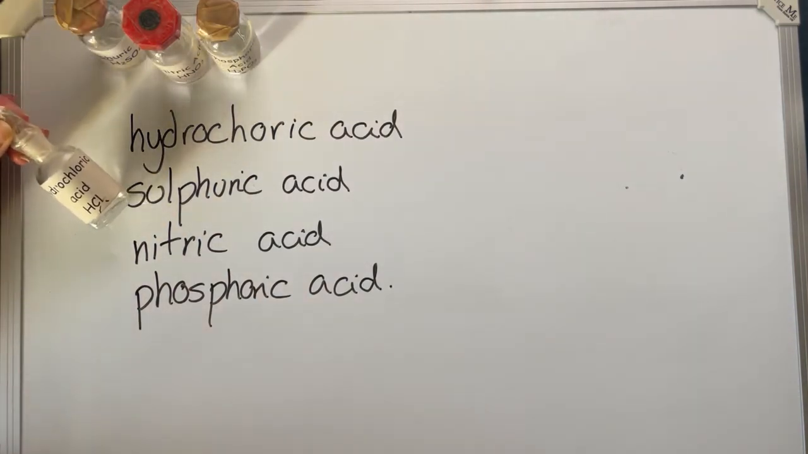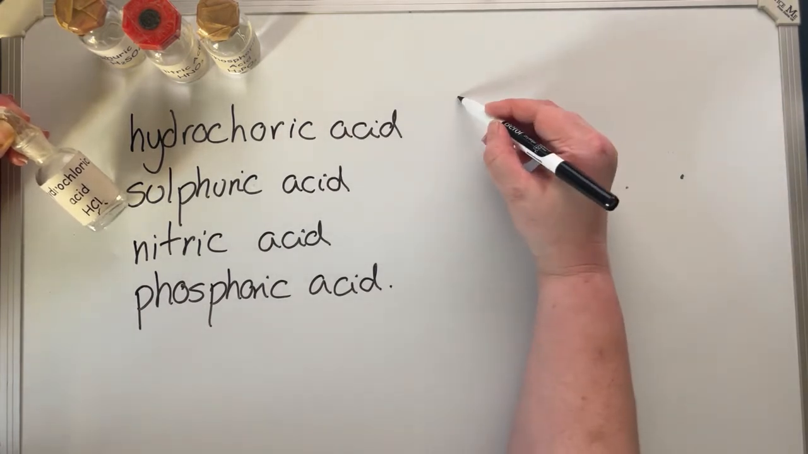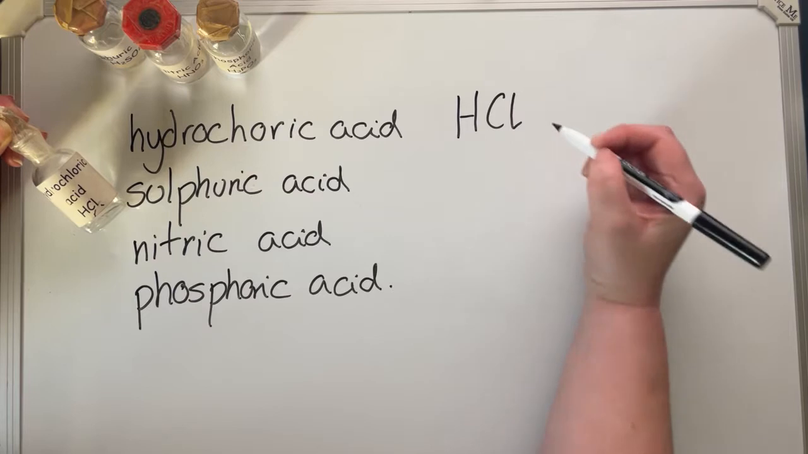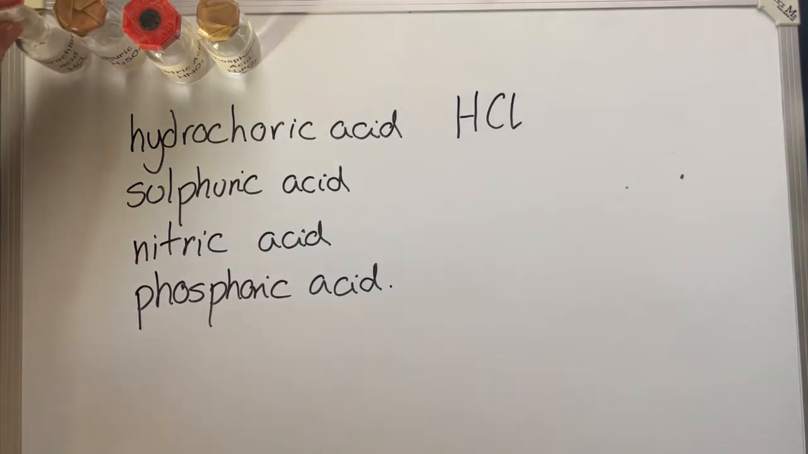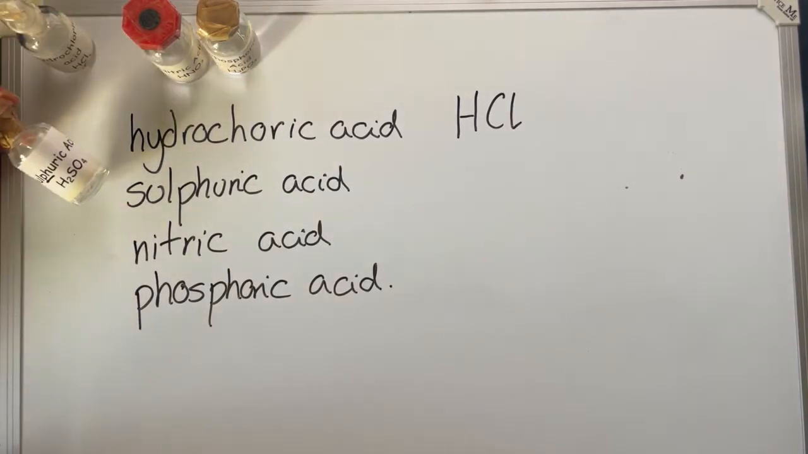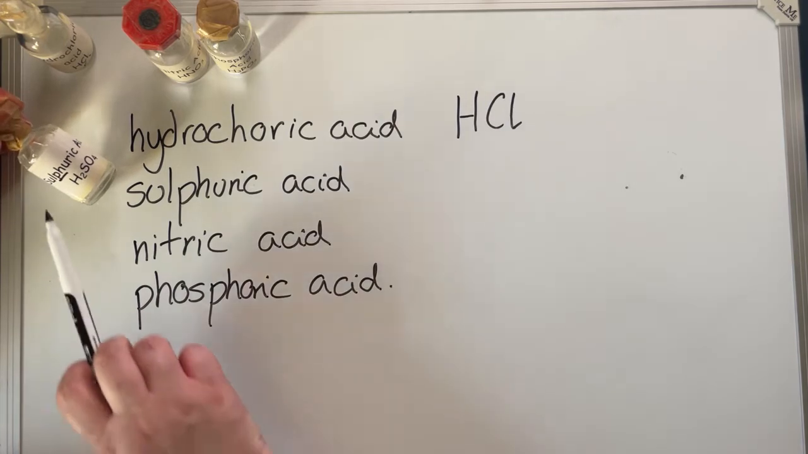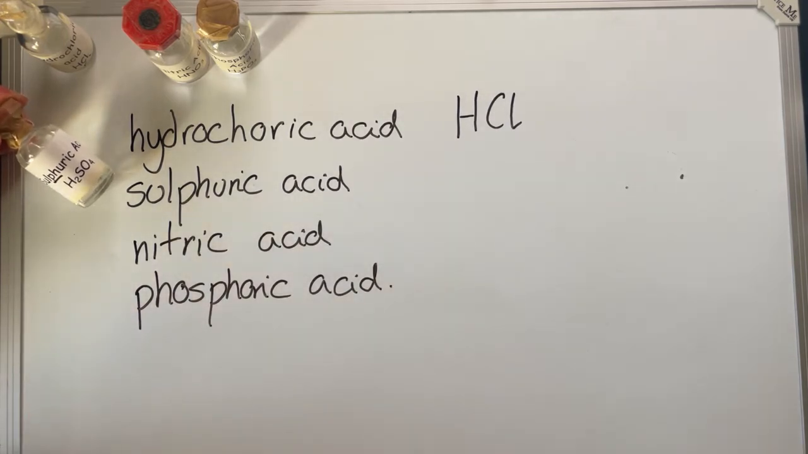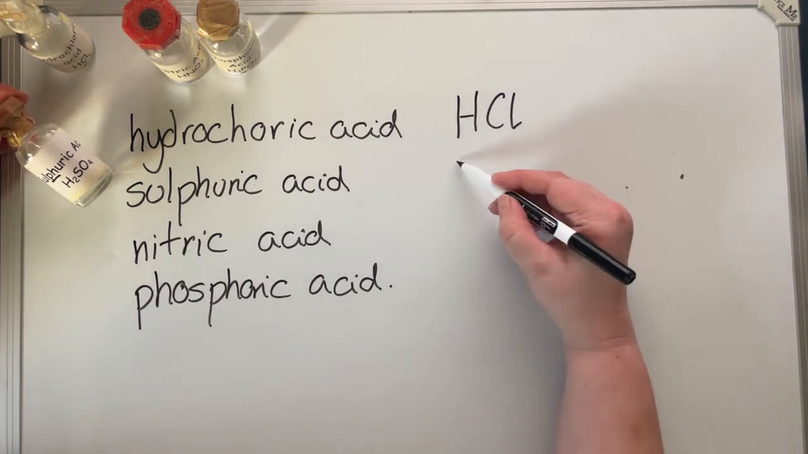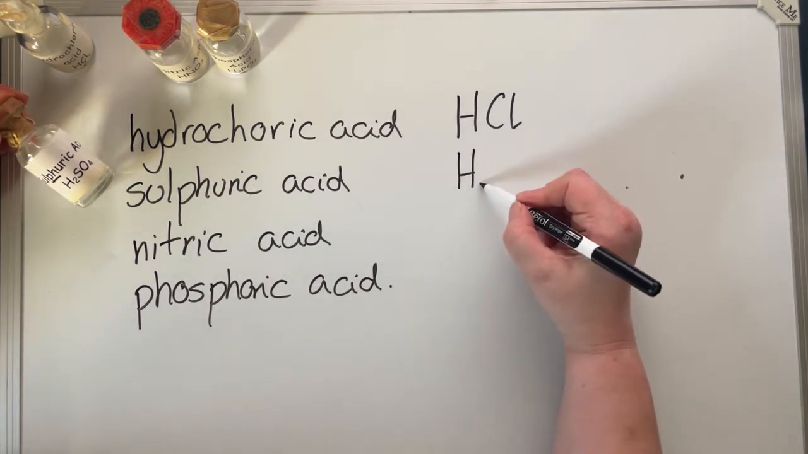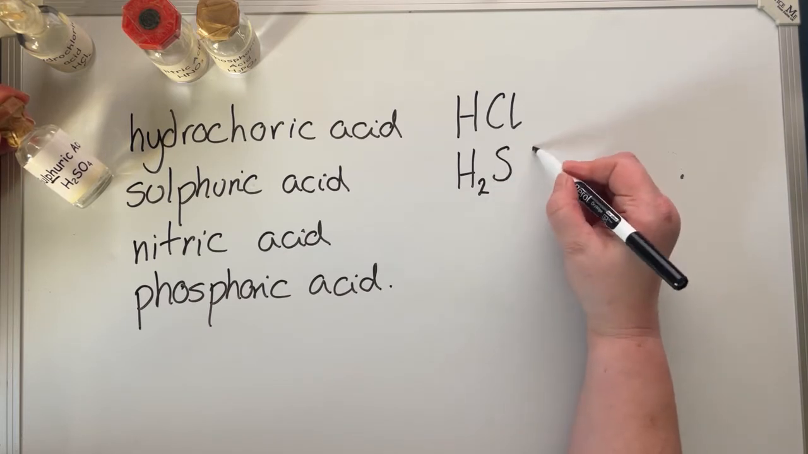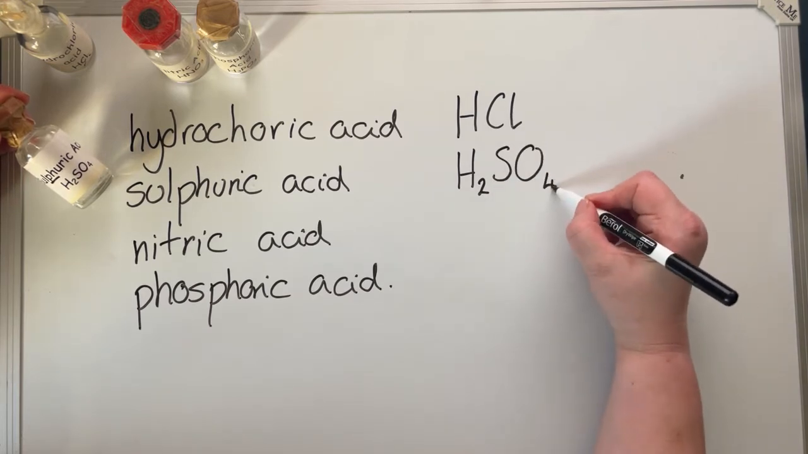Hydrochloric acid's formula is capital H, capital C, and then a lowercase l. Sulfuric acid, which may be spelled with an F instead of the PH, has the formula capital H, subscript 2, capital S, capital O, subscript 4.